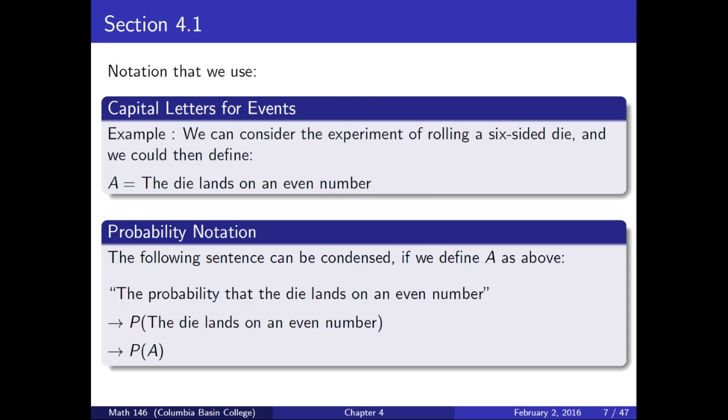There's also shorthand for probability. If we were interested in calculating the probability that it lands on an even number, we use a capital P, and then parentheses. What's in the parentheses is what we're trying to calculate the probability of. So P of the die lands on an even number is read as the probability that the die lands on an even number. And if we've already defined this event as A, then we could shorthand that to P of A. So P of A is the probability of event A occurring. And what is event A? Well, event A was that the die lands on an even number. This is the notation we're going to use from now on for probabilities and events.